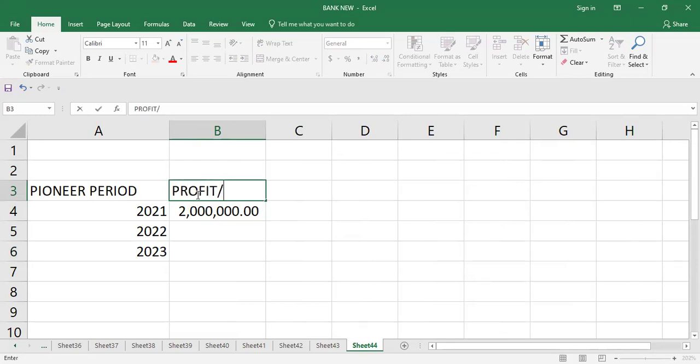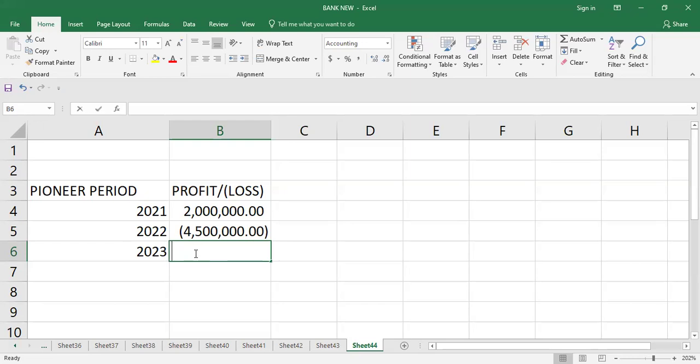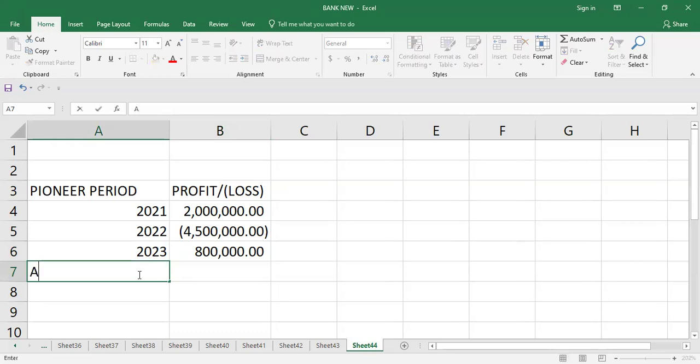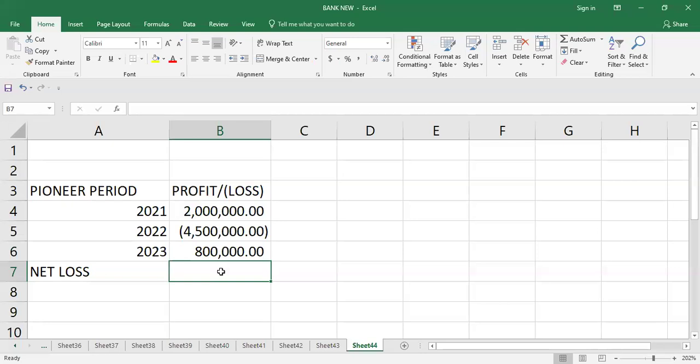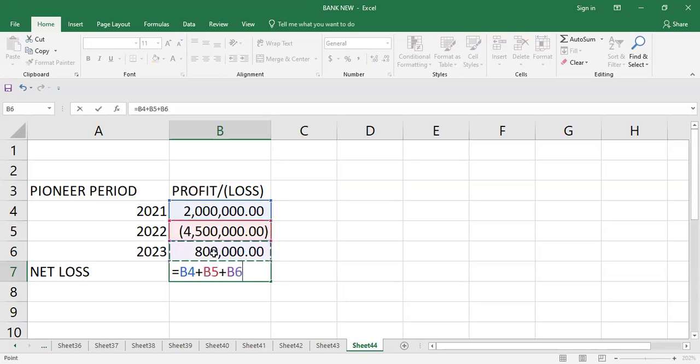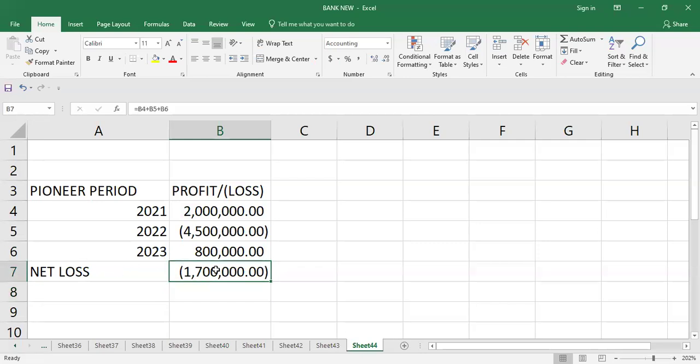Profits or loss. Second year, they now make a loss of 4.5 million naira. Third year, they now make a profit of 800,000. That means for the pioneer period, you need to get the aggregated loss or net loss. What would be our net loss? We need to sum the three of them together. That means the net loss for the pioneer period is 1.7 million.